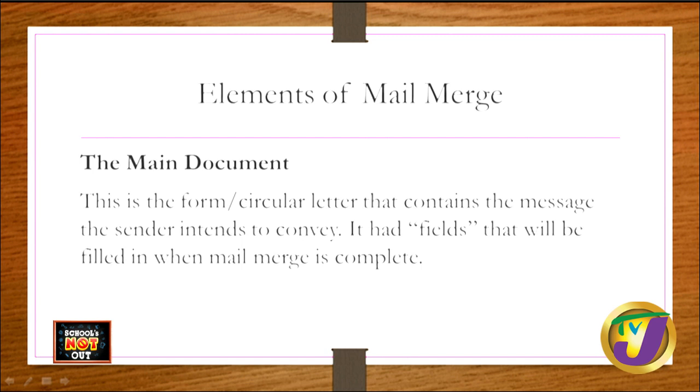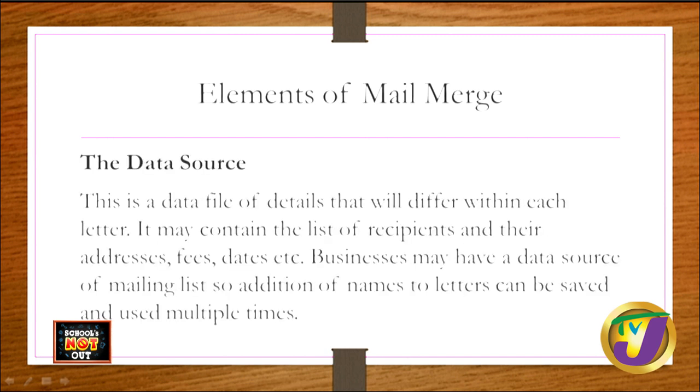Okay, now let's move on to the data source. So the data source, remember now, we call it also data file. You may also hear it being referred to as an address list, and there are other alternative names for the data source. So the data source contains details that will be different from letter to letter. It contains a list of recipients and their addresses, fees, dates, and other details like the position that persons may hold in organizations. It may also have titles and other information. It's really based on what the letter is about.